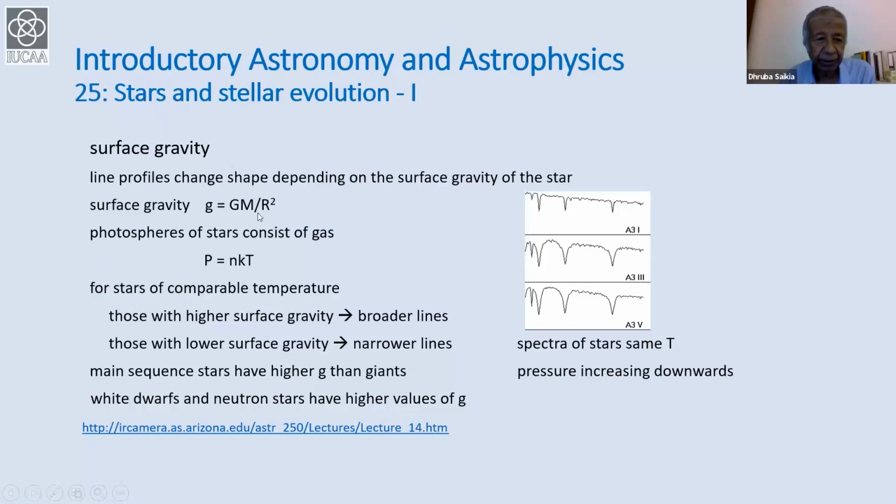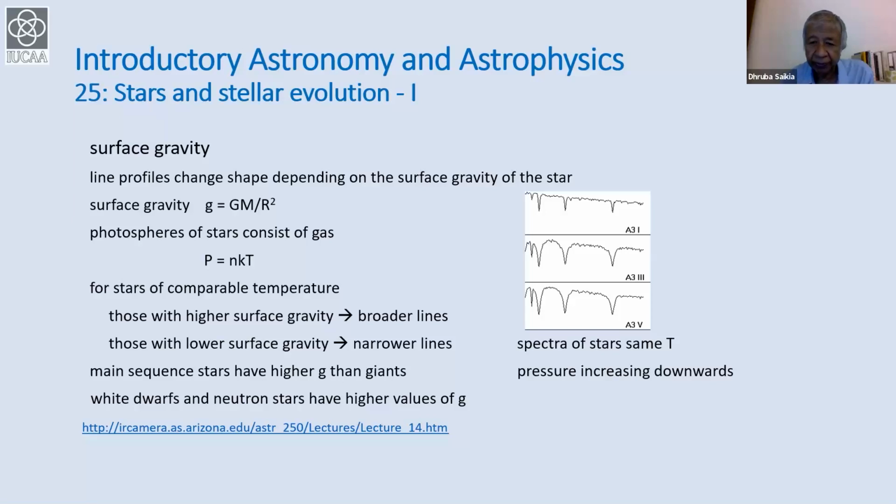Surface gravity, as you know, is GM upon R squared. You would have calculated this for the Earth. For anybody, you can calculate it. And in the photospheres of stars, which consist of gas, pressure is equal to nkT. Now, what happens is that the width of the emission lines is going to vary with surface gravity, as well as the temperature over there, isn't it? Because when material is moving about with higher velocities, then you will get broader lines than if they're moving about with lower velocities.